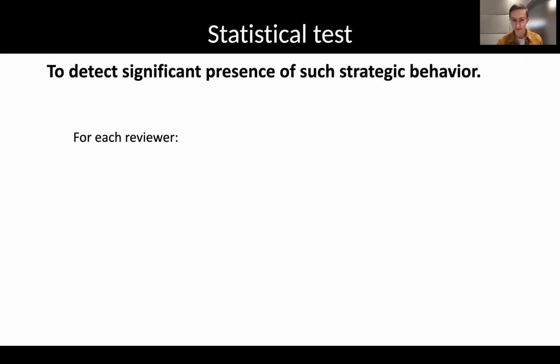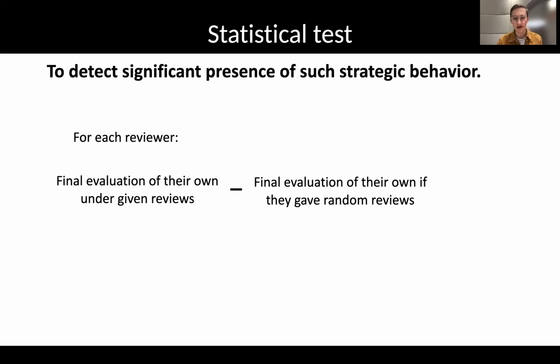For each reviewer, we find the final evaluation of their own submission under the given reviews. So we take reviews from all people and find the final evaluation of this reviewer. Now we compare this quantity to the final evaluation of this reviewer if they gave a random ranking of the other reviewers. So if I am the reviewer, then I have some people to rank, and we compare my position under the actual reviews versus my expected position if I were given random reviews.